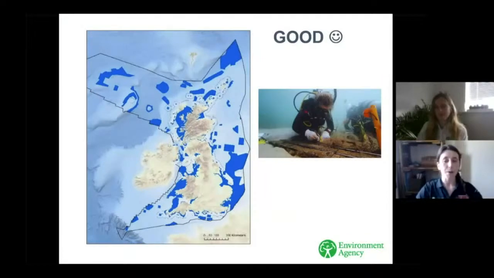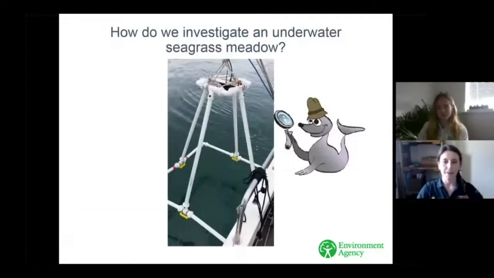We have an enormous network of marine protected areas. These are coloured blue on this map. Think of these as nature reserves in the sea, where seagrass can be protected from destructive activities. There are also projects where seagrass meadows are being restored. This involves divers collecting seeds from existing meadows and planting them in new areas. It's a bit like planting in your garden.